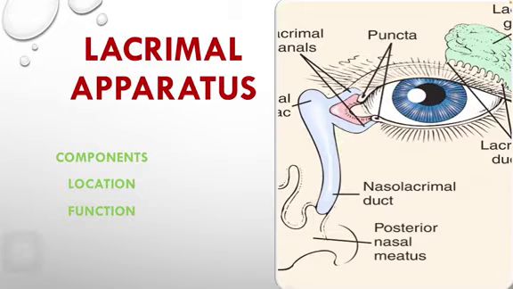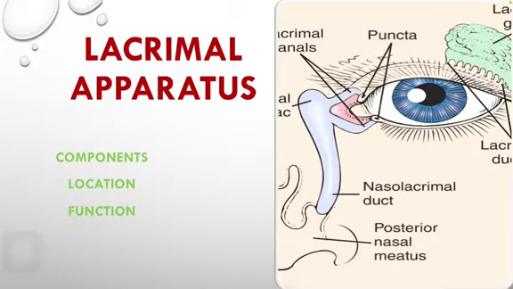Lacrimal apparatus is a physiological system which is involved in the production, movement, and drainage of fluid from the surface of the eyeball. And this very specific fluid, which is secreted by the lacrimal gland, is commonly known as tears. It cleans, lubricates, and nourishes the eye.